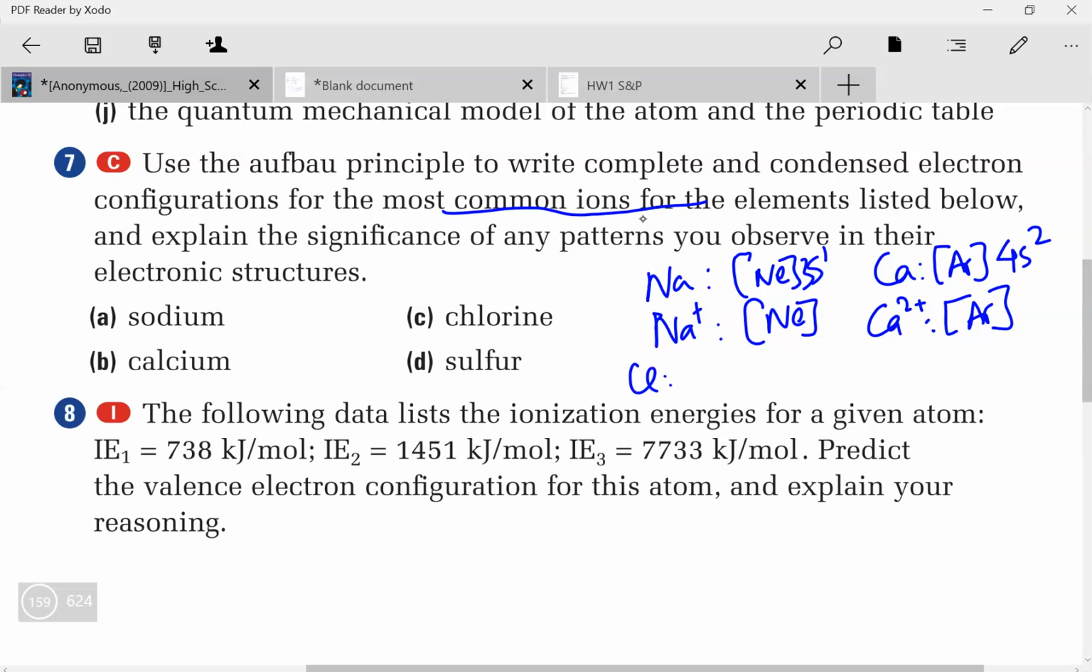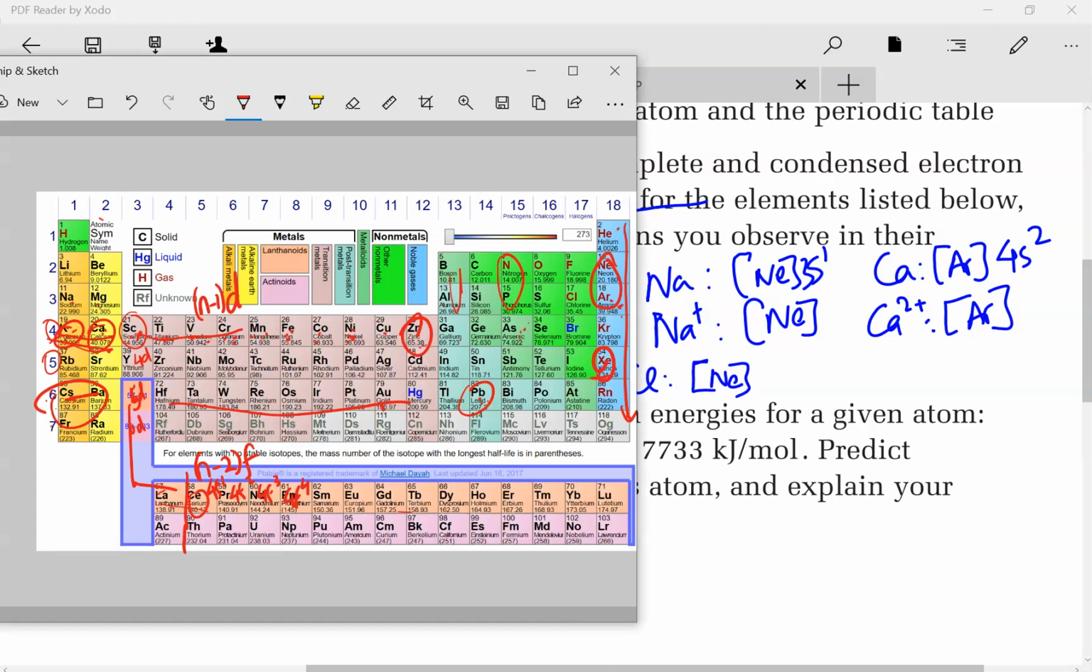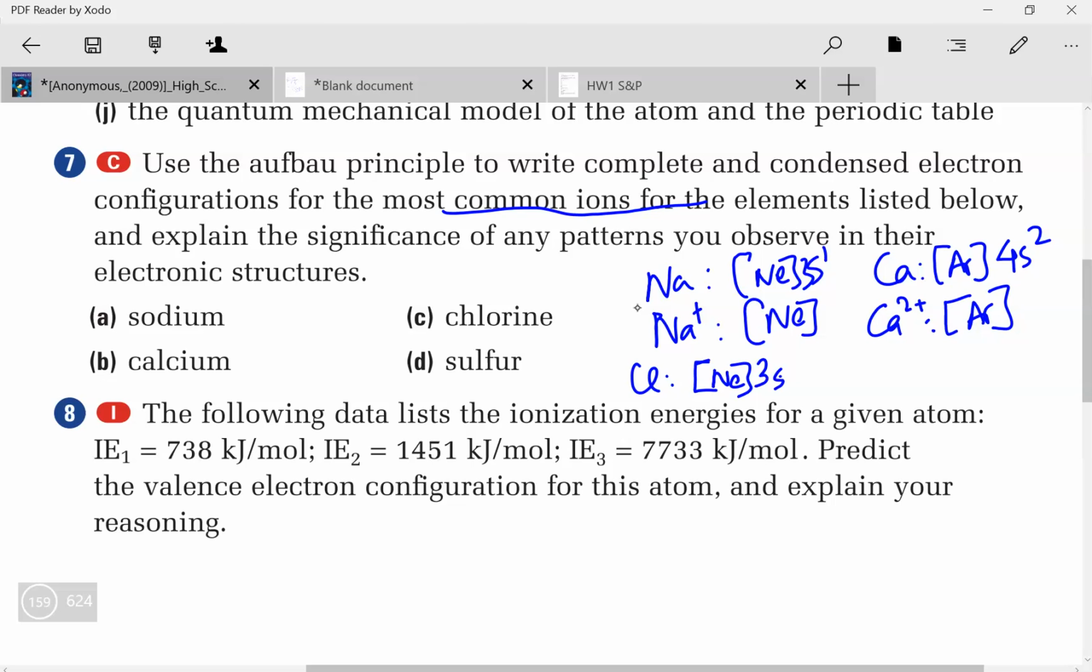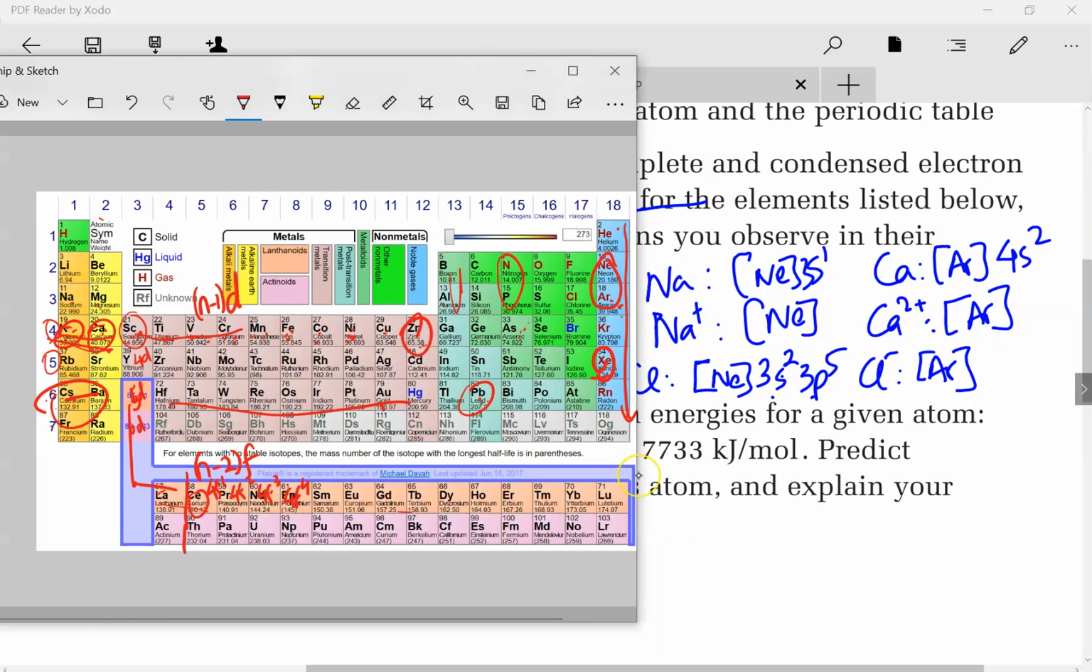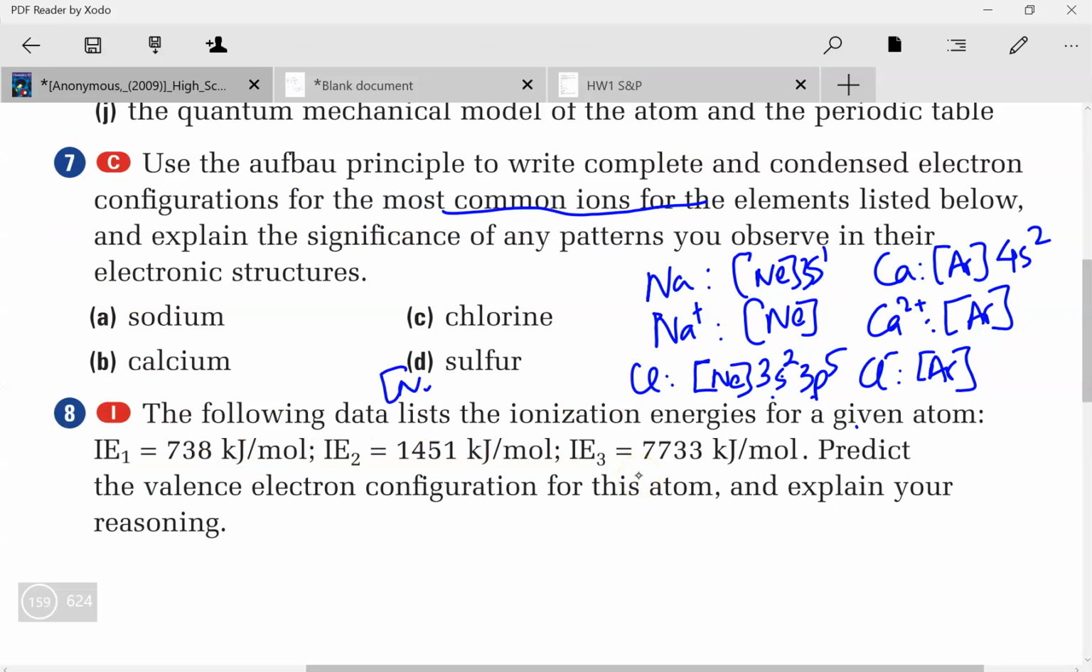Chlorine is neon, I think. Let's check. Chlorine is neon 3s2 3p5, and so chlorine minus would just be argon's electronic configuration, because I've added an electron, so it's neon 3s2 3p6, which is argon. Sulfur, I believe, is the same. Yep, sulfur is just neon 3s2 3p4, and S2 minus would give you argon's electronic configuration.